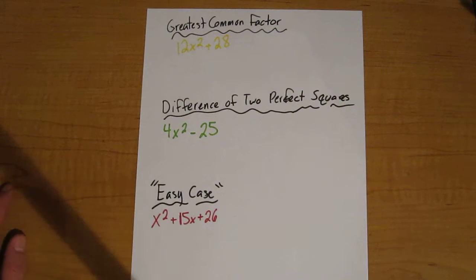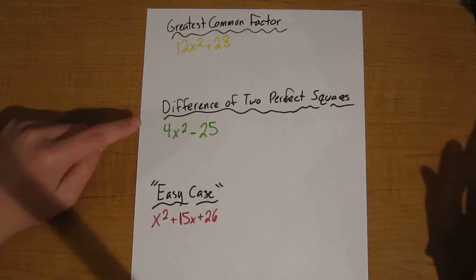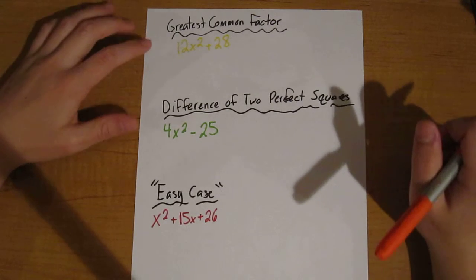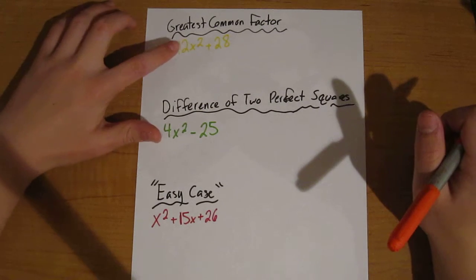Okay, so for this video, we are going to be factoring some expressions. We have a greatest common factor expression, a difference of two perfect squares expression, and an easy case expression. So for the greatest common factor expression, you find the greatest common factor in 12 and 28.